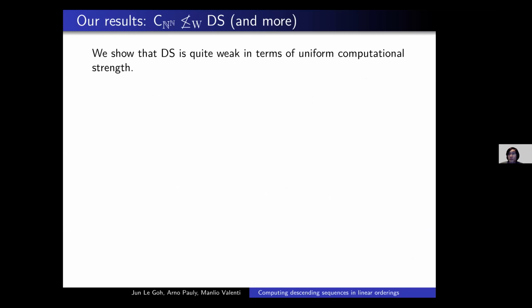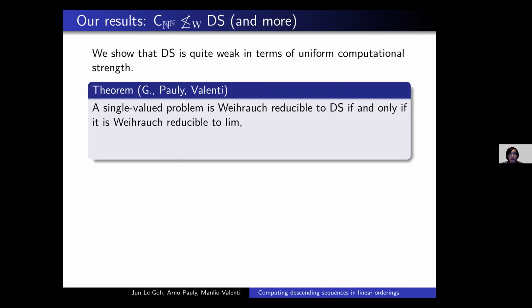So here are our results. We will show that choice on Baire space is not reducible to DS. In fact, we will see that DS is actually quite weak in terms of uniform computational strength. And here's one of our results that implies what I said. Namely, what we did is we looked at the single valued problems that are Weihrauch reducible to DS. A problem is single valued if every instance of the problem has a unique solution.